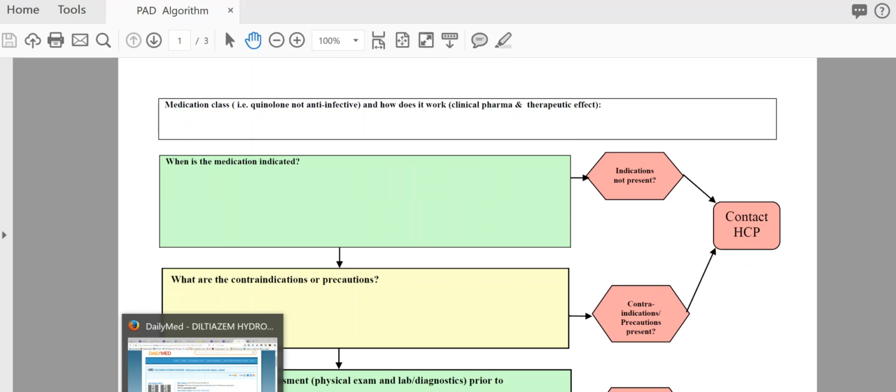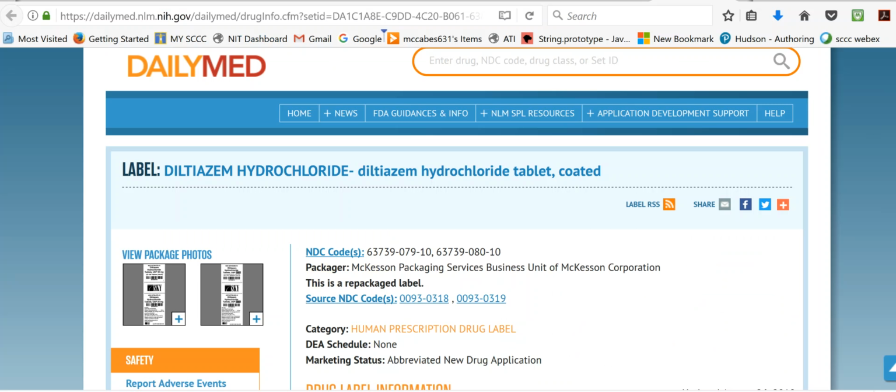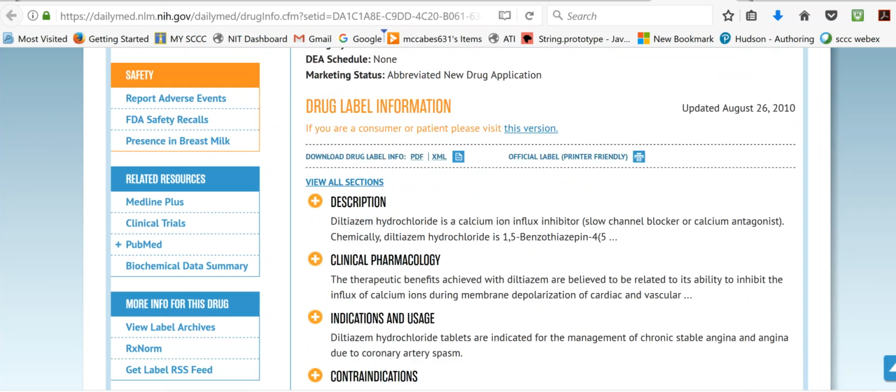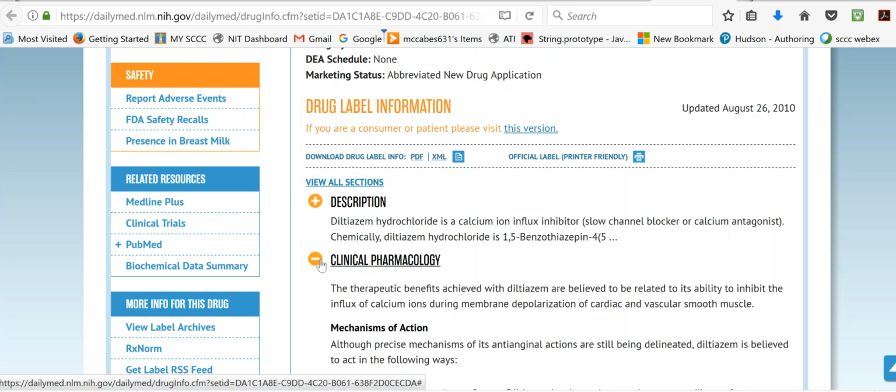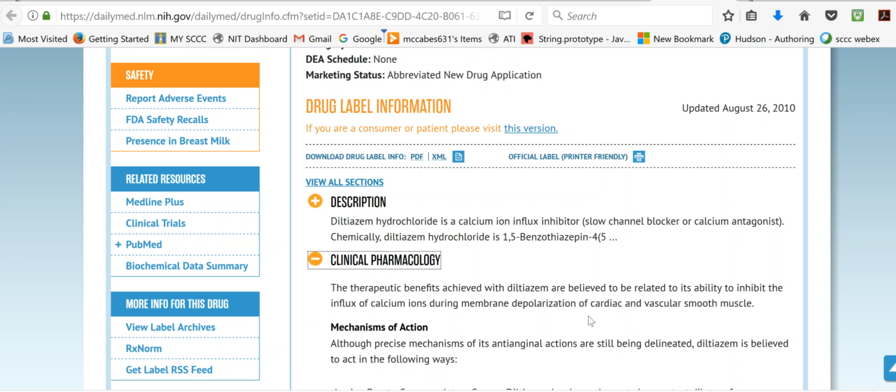So let's get started. We need to find out the class of diltiazem. So when you scroll down here in class, you're going to see these plus signs. When you go to read, you can see right here that this is a calcium channel blocker or antagonist. So if you go to clinical pharmacology, it'll explain it a little bit more. But I want you to just consider, if you're a calcium channel blocker, the muscle is not going to have to work as hard. If it's not working as hard, you're not going to get the contraction.